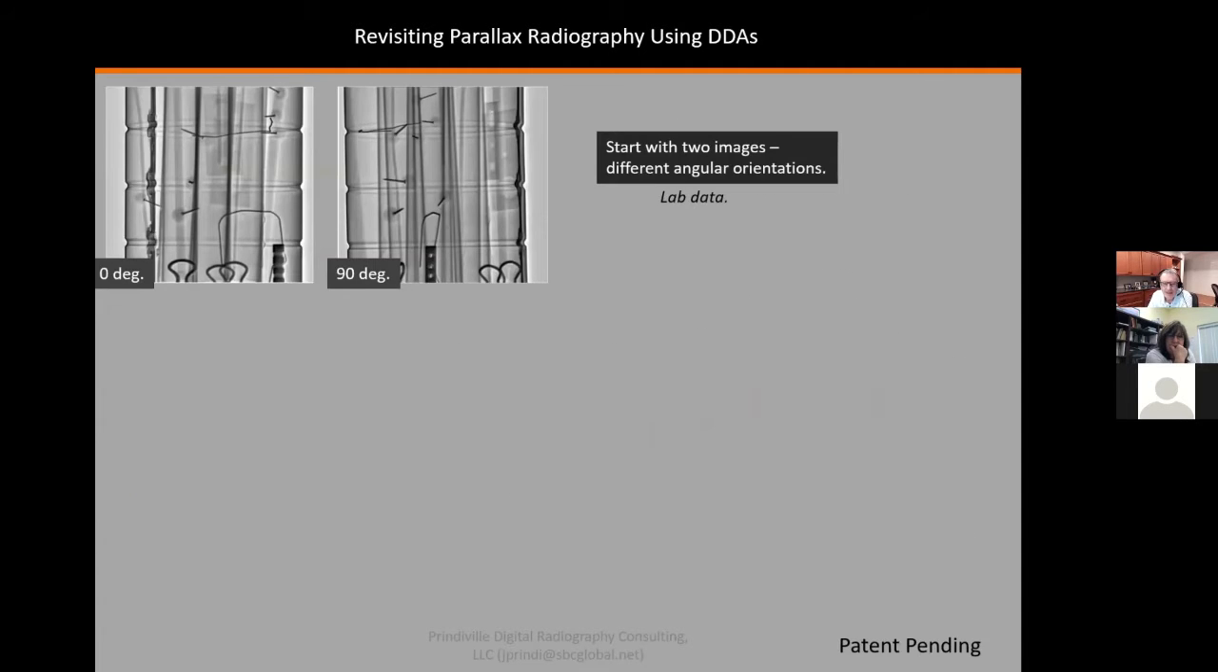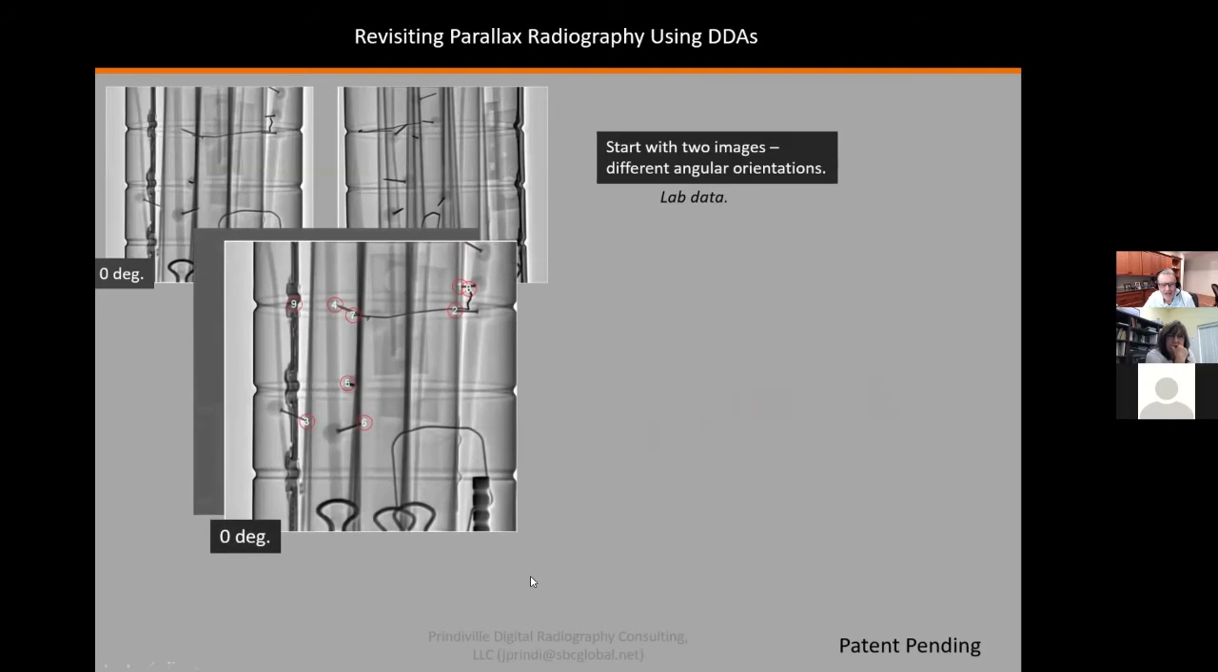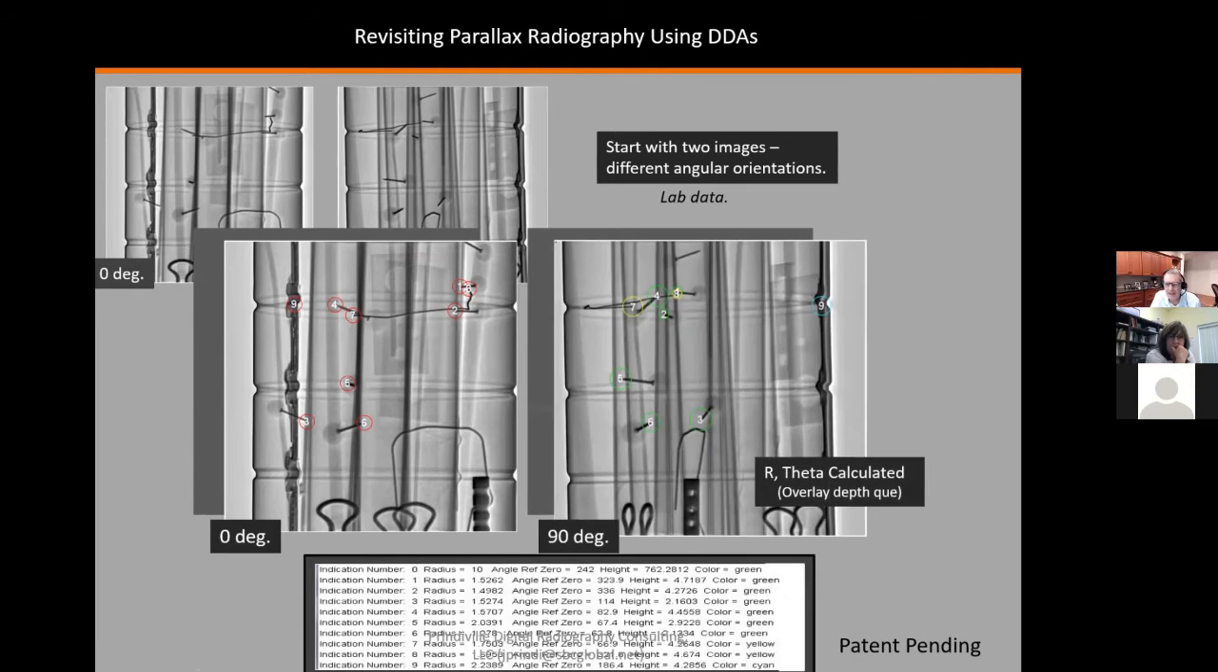I'm going to flag these indications on the first image: 1, 2, 3, 7, and 8. This is 7, and this is 8, the two we're really interested in. And then I'm going to flag them on a second image. Again, they're in yellow right here. This is 7 and 8.